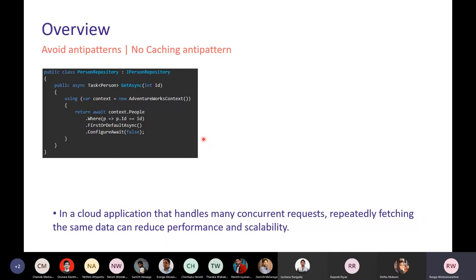And the last one from the anti-patterns is no caching. There are some instances where you might request the same record again and again from different clients. Different clients means different users in the web space. So repeatedly fetching the same data can reduce performance, because each time you have to go to the database and fetch the thing from the database. So here you can, of course, use some sort of caching provider and cache it on an external provider like Redis cache.